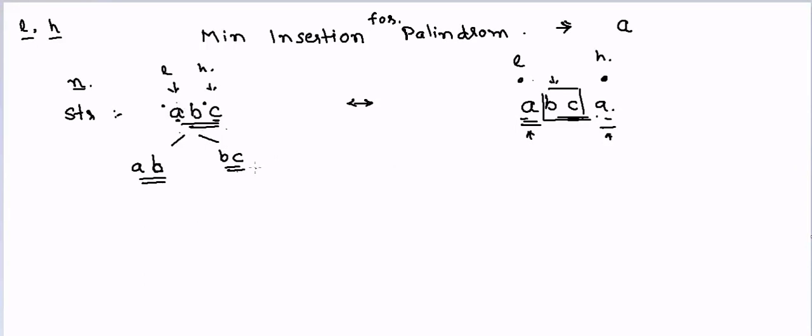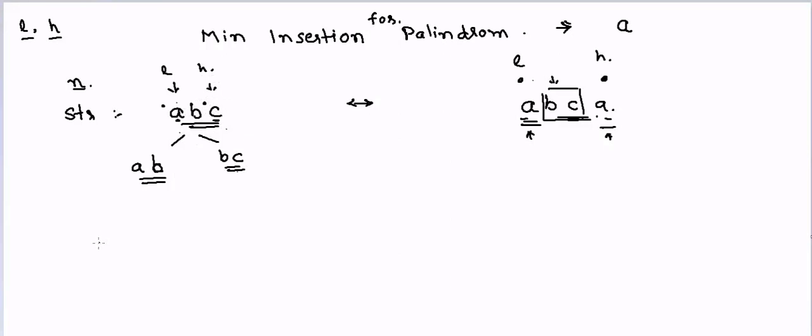So if B and C are the palindrome, I'll respond to ABC that, yeah, the minimum number of characters to be inserted are XYZ, or 1 or 2 or 3, whatever the answer comes. So in this way, we need to proceed. So we are creating a recursive formula out of it.